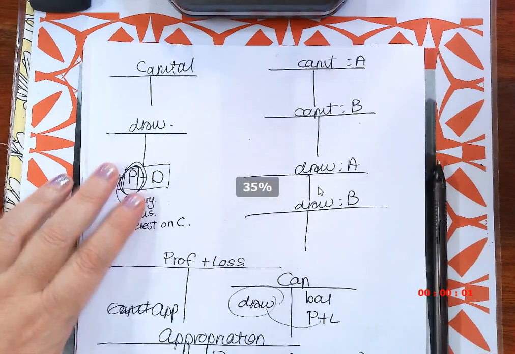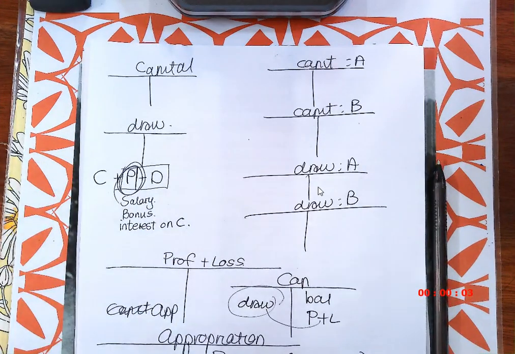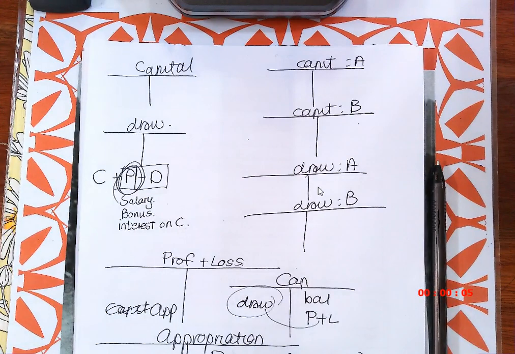Any case, let's have a look. So, a partnership is anything between 2 and 20 partners. But in school, we're going to do only 2, because if you can do 2, you can do 20.